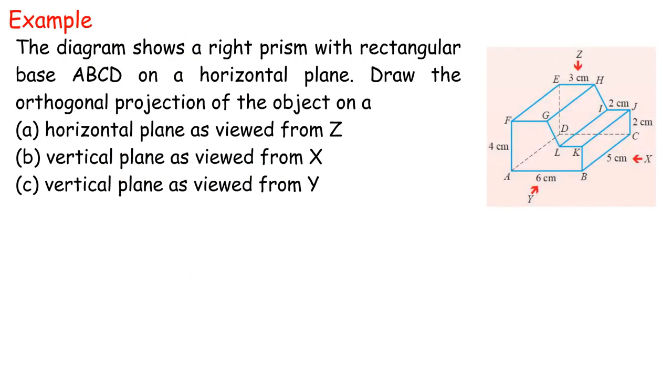Example A. The diagram shows a right prism with rectangular base ABCD on a horizontal plane. Draw orthogonal projection of the object on A. Horizontal plane is viewed from Z. B. Vertical plane is viewed from X. C. Vertical plane is viewed from Y.